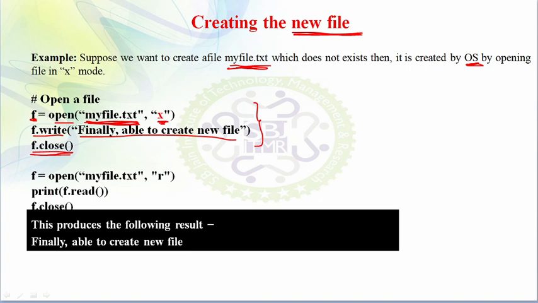For printing the output, you have to open the myfile.txt in read mode, and after that you have to perform the read operations. Until and unless you perform the read operation, you will not be able to see this output, which is finally able to create the new file. Once you read the content, you will close the file. So till here we have seen all the 4 modes: reading, writing, appending, and creating a new file.